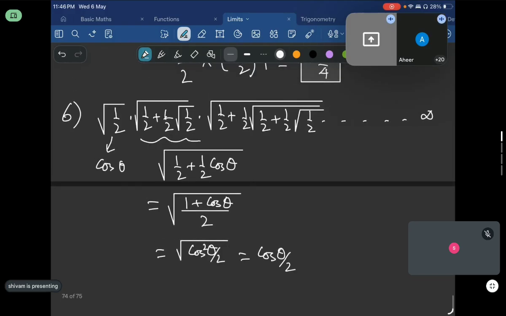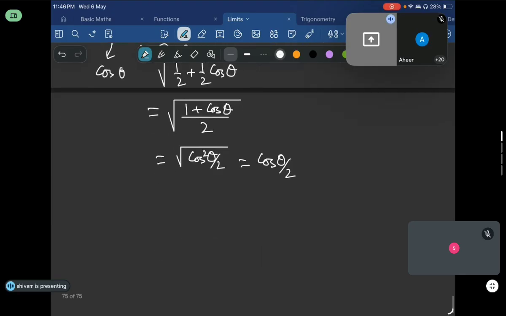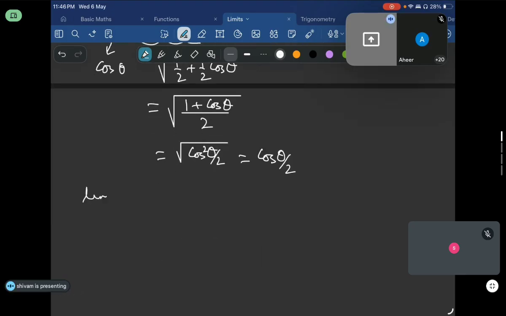Tell me, number 6. If the first term is cos theta, second term is cos theta by 2, third term is cos theta by 2 square. Like this it goes on. Okay, so we have got limit n tends to infinity cos theta into cos theta by 2 into cos theta by 2 square into dot dot dot dot cos theta by 2 to the power n. Right, tell me everyone. Acha, we have to solve this cosine series.